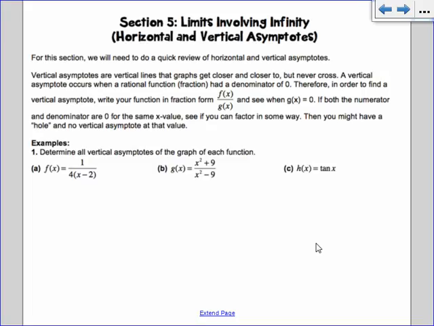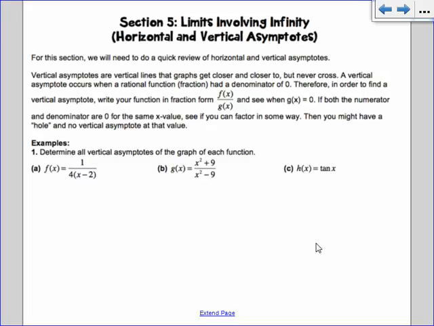Okay, so vertical asymptotes, as you know, are vertical lines that graphs get closer and closer to but never cross. A vertical asymptote occurs when the rational function or fraction has a denominator equal to 0. So if you have f of x over g of x, it's just setting g of x equal to 0. But sometimes it's not when the denominator equals 0. Sometimes if you factor the numerator and denominator, you'll remove part of it, like x minus 2 and x minus 2. And then that means that you had a hole at 2, right?